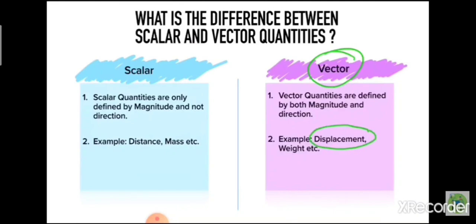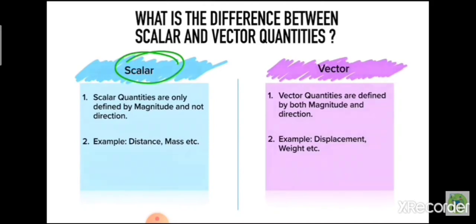So you have already learned what is distance and what is displacement. Distance comes under scalar quantity and displacement is a vector quantity. One more example of a vector quantity is weight. So weight we are going to learn after a few minutes.